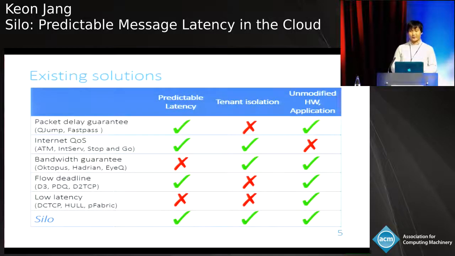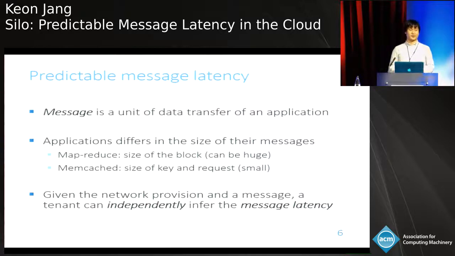To meet those criteria, we look at application behavior through the lens of message latency. What I mean by a message is the unit of data transfer for a given application. For example, in MapReduce jobs, a message is a block of data, which can be huge. On the other hand, for a key-value store like Memcached, a message can be a key or value, which is as small as a few bytes. Different applications have widely varying message sizes, and we assume a tenant can determine their message size and their desired SLA. Given this information, we'd like to provision the network to meet this SLA, and this is achievable by providing predictable message latency.